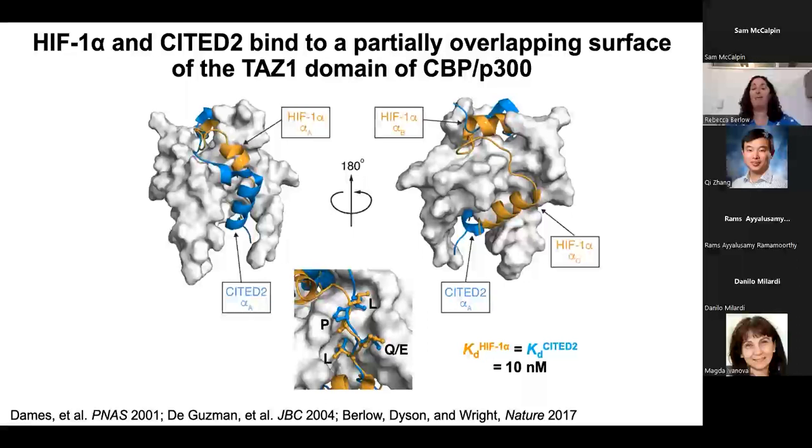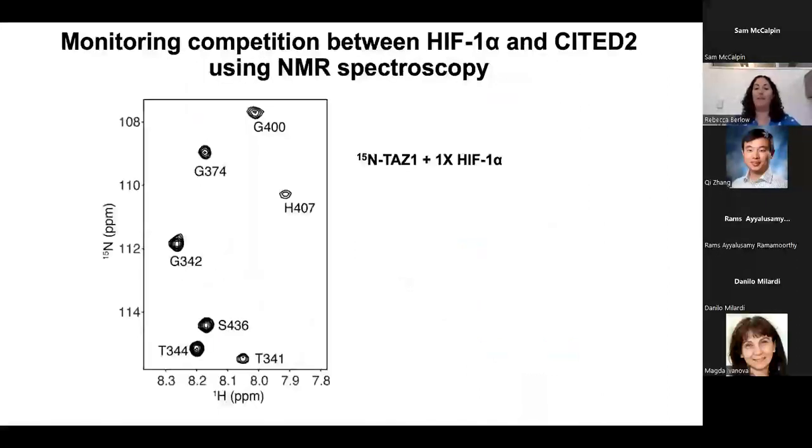partner with equal affinity. And so we decided that we really wanted to understand at the atomic resolution level how HIF1 alpha and CITED2 were interacting with TAZ1 and whether perhaps both proteins are able to interact with TAZ1 at the same time due to their partially overlapping binding site, and if this might play a role in allowing them to be very effective competitors for binding of the TAZ1 domain. So we decided to use our favorite method, which is solution NMR spectroscopy.